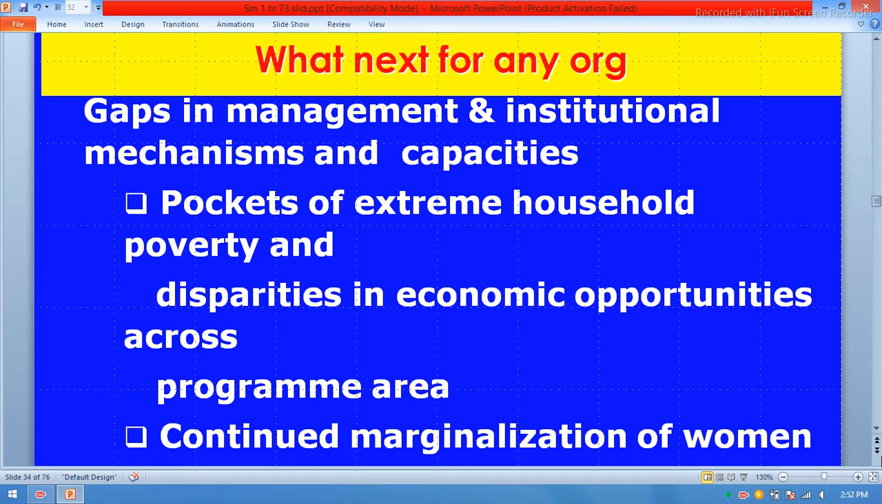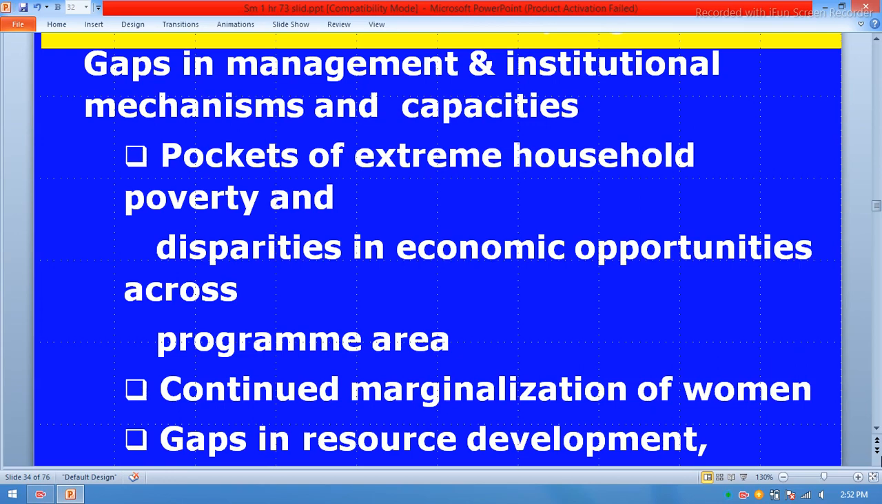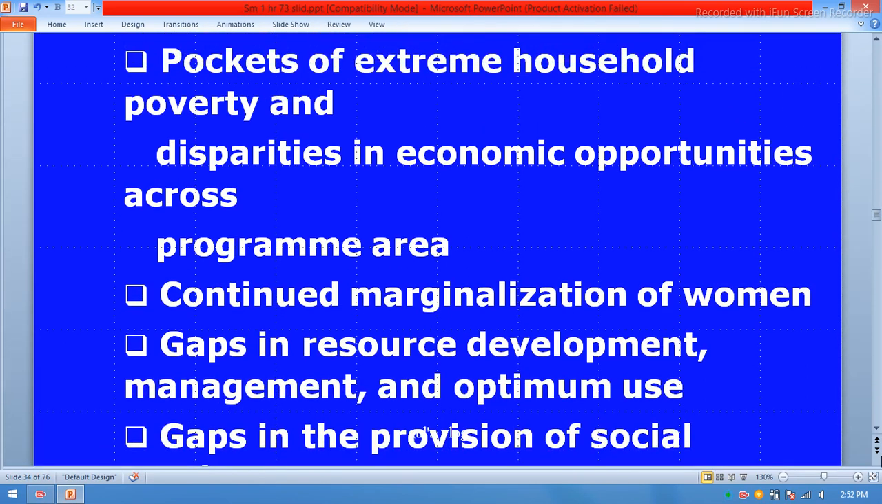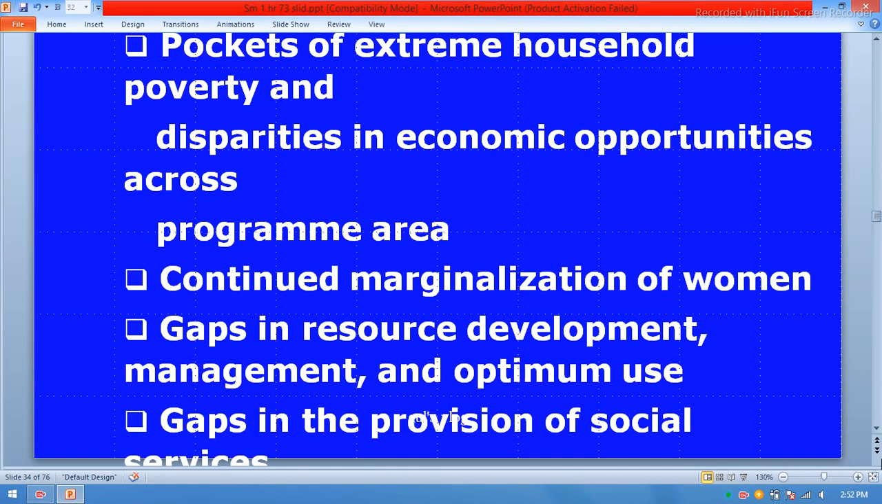What next for any organization? Gaps in management and institutional mechanisms and capacities, pockets of extreme household poverty and disparities in economic opportunities across the program area, continued marginalization of women, gaps in resource development management and optimum use, and gaps in the provision of social services.